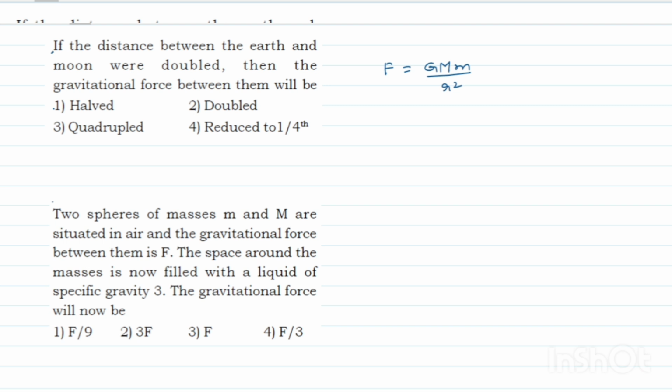Now if the distance between the Earth and Moon were doubled, F dash will be equal to G into capital M into small m by 2r whole square. In the sense you are increasing the distance twice, and the gravitational force is being asked. So instead of this, you can take it as 1 by 4 into G capital M into small m by r square, which is nothing but the initial force. So here F dash becomes F by 4. It is reduced to 1/4 of the initial value when you double the distance between the Earth and the Moon.